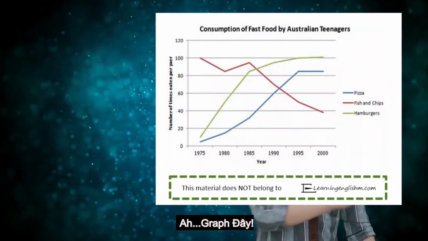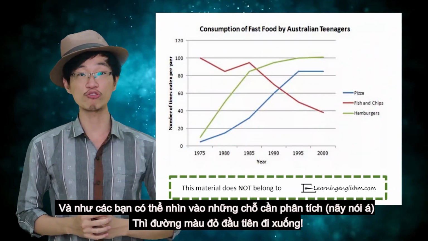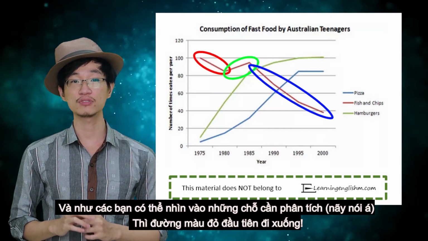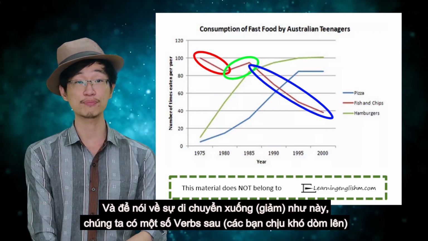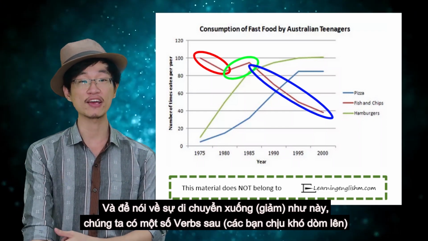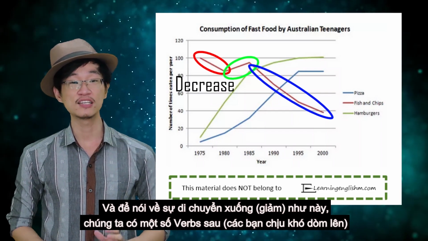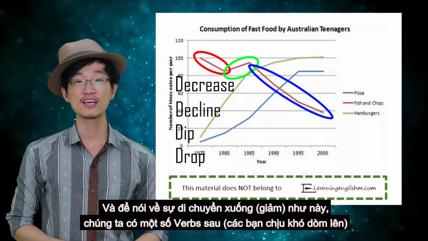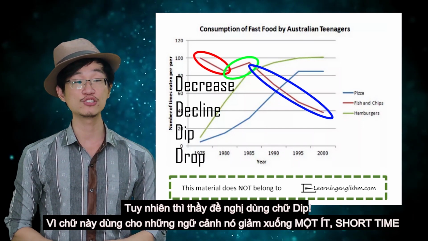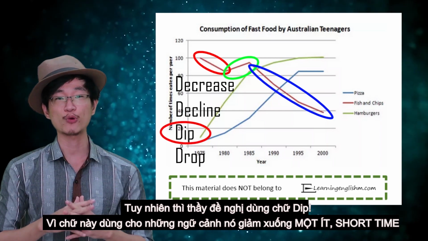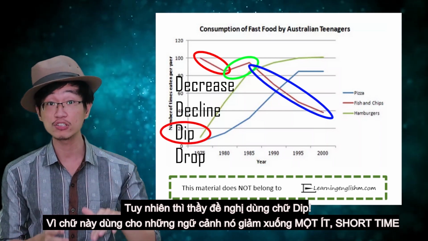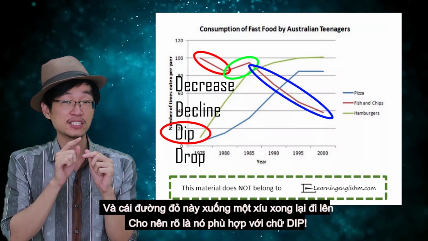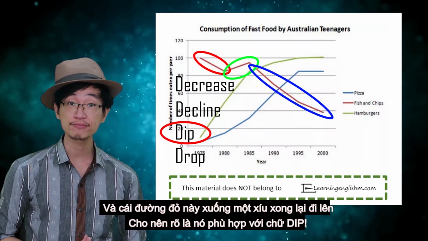Here's a graph, and as you can see at the part we already highlighted before, let's look at the first one. We have go down. In order to talk about go down, we have different ways. We can use decrease, decline, dip, drop, many words. But I suggest we use the word dip, because when you use dip, it's for an action of going down, but only for a short period of time. As you can see, it just goes down, but then goes up again. So we use the word dip.